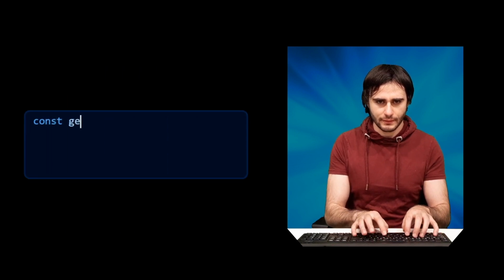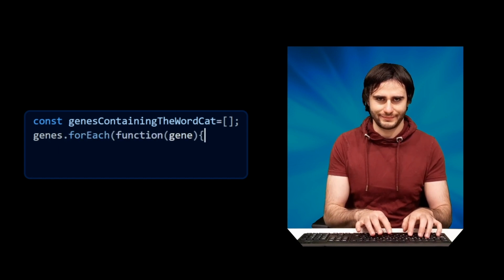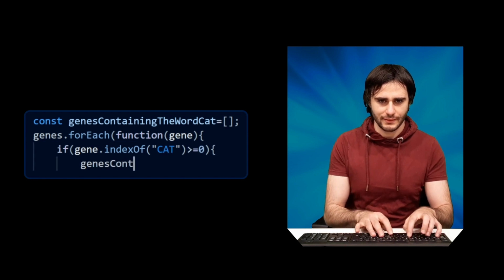Radu begins by initializing his output array. Now he iterates through each gene in the input using the forEach method. Looks like he's learning some more modern JavaScript techniques.